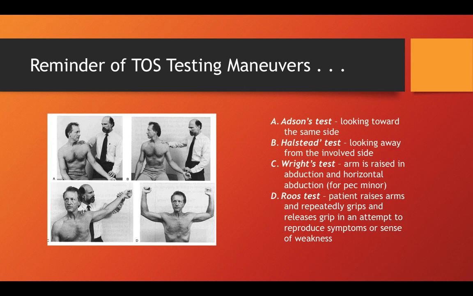The literature has shown that these tests are unreliable as single tests, which is why the cluster of 5 proposed by Gillard is recommended. This includes Wright's, Adson's, hyperabduction, Roux, and Tennell's.